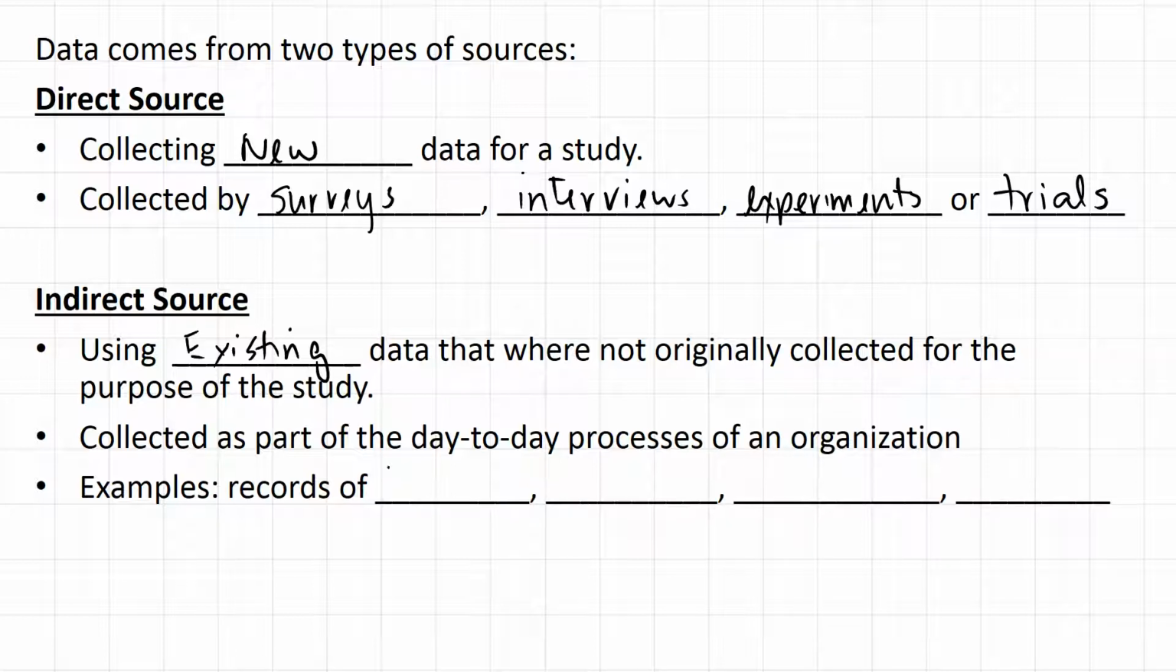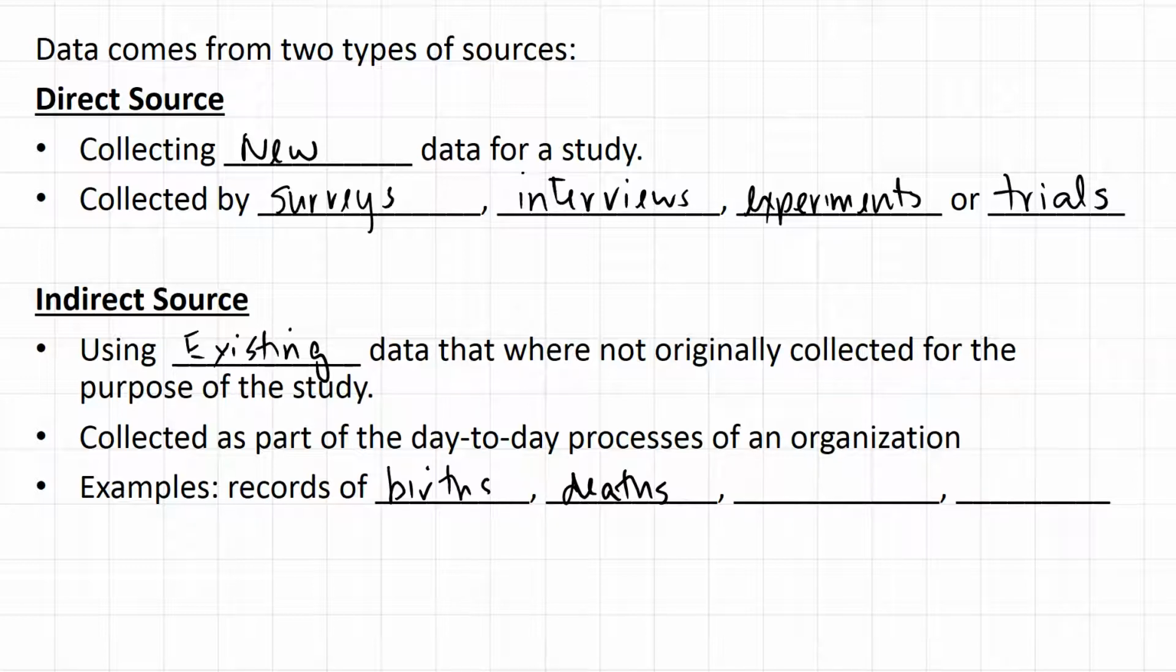So records of births are collected by the province. Same thing with deaths. All births and deaths are monitored on a day-to-day, week-to-week basis, and you could analyze those births and deaths for different data or different reasons and different studies, and that would be called an indirect source.